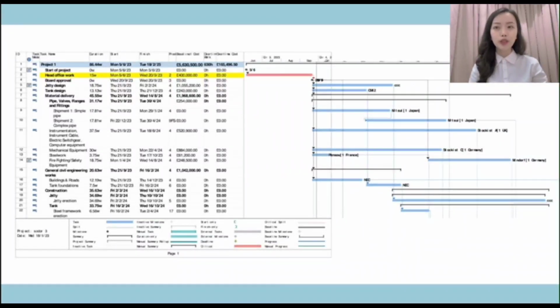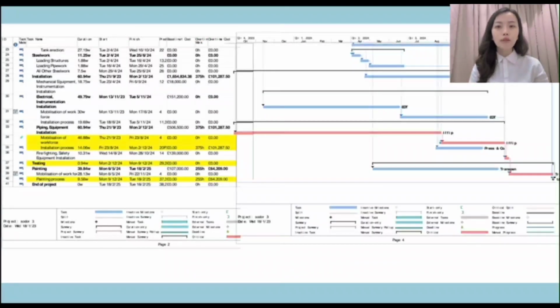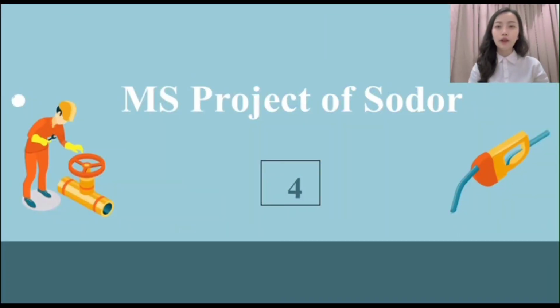The overall project duration shortened to 86.44 weeks and the cost increased to 5,630,500 euro. Besides, the total overtime hours reduced from 2,425.5 hours to 630 hours, and the cost reduced to 165,496.50. From this session, the critical tasks of the project are shown in 4 tasks: hard office work, piping installation, testing, and painting. Next, for Sodor 4.